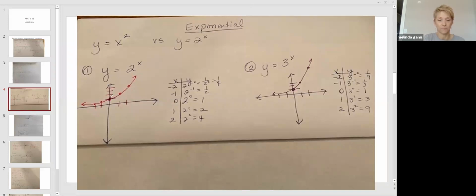So there it is right there. Then I substituted in a 1. So 2 to the 1, of course, is just 2. So I've got the point (1, 2). Then I put in a 2. So 2 to the second was 4.